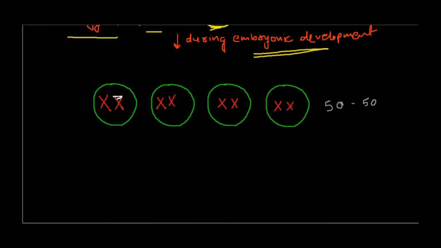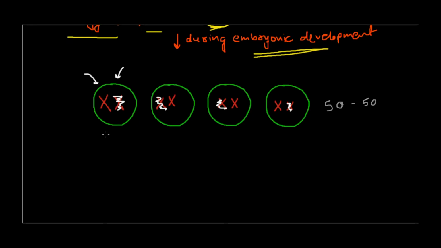Maybe in this cell, this X chromosome is getting inactivated. For this cell, it is this one. And when I say this, we have one X chromosome coming from father and one from mother, right? So either the maternal or the paternal chromosome is getting inactivated. Totally random, 50-50% chance. So from each cell, one of the X chromosomes would be inactivated in embryonic development.